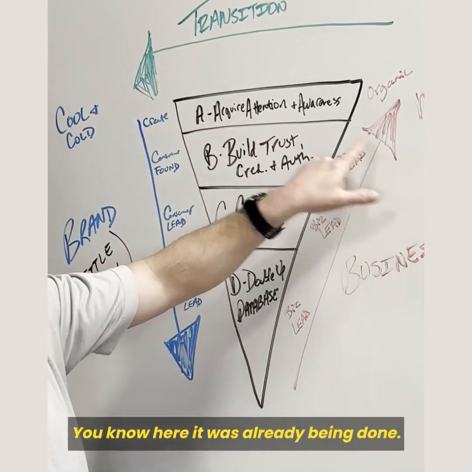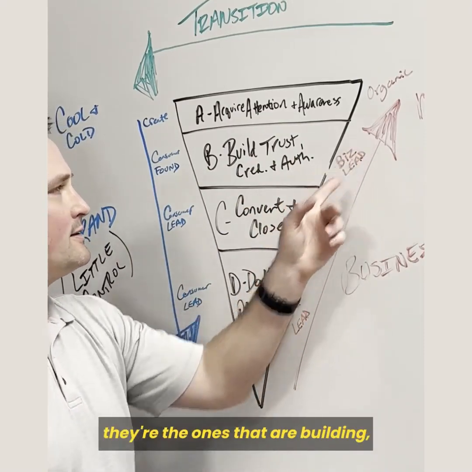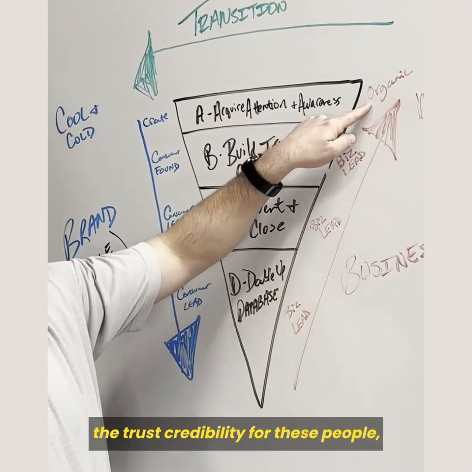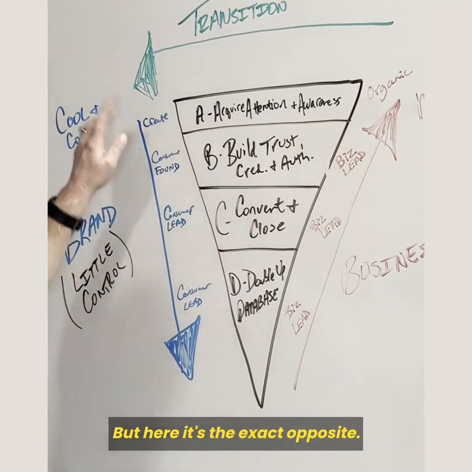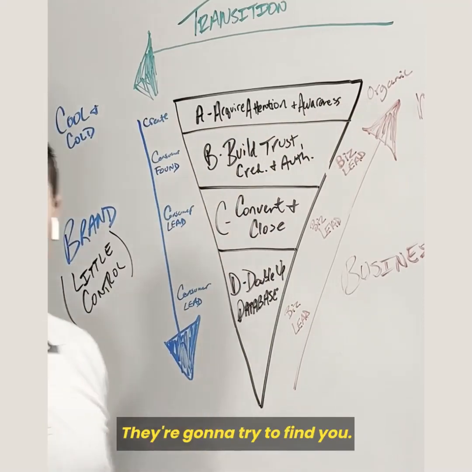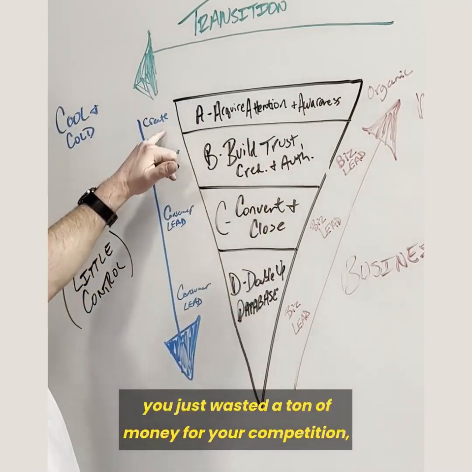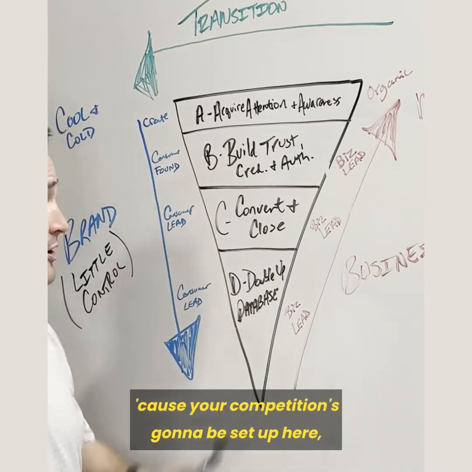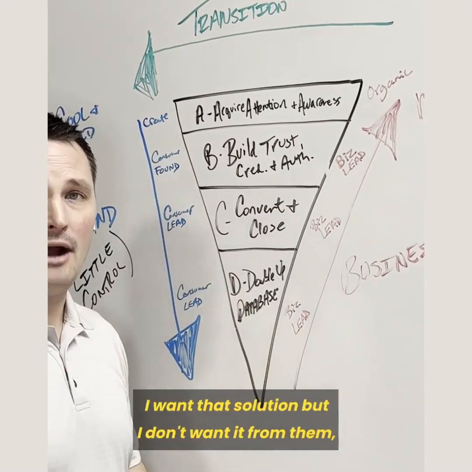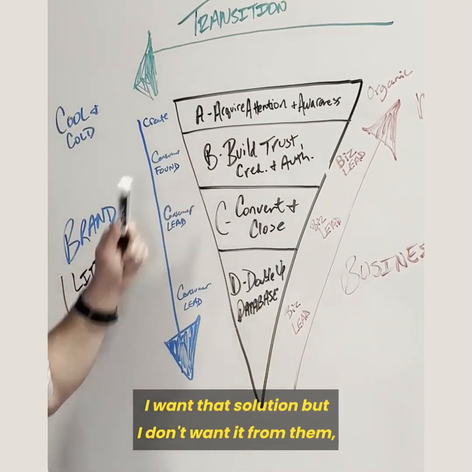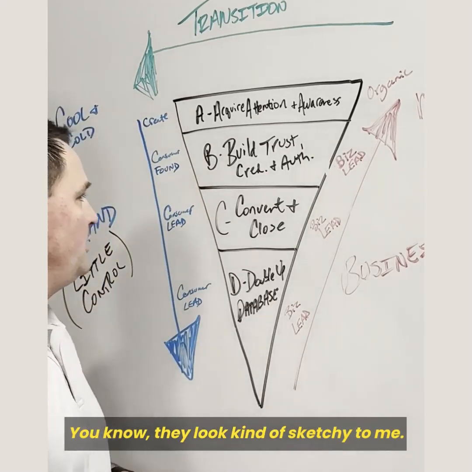You know, here, it was already being done. The people you've brought through, they're the ones that are building the trust and credibility for these people that are going to come in from that. But here, it's the exact opposite. They're going to try to find you. If you're not set up, they're going to be like, who is this? And essentially what you did is you just wasted a ton of money for your competition, because your competition is going to be set up here. They're going to be able to find them and go, you know what? I want that solution, but I don't want it from them because I can't find anything on them. You know, they look kind of sketchy to me.